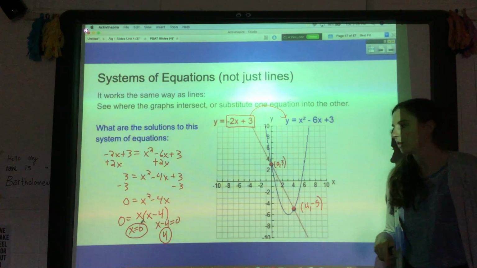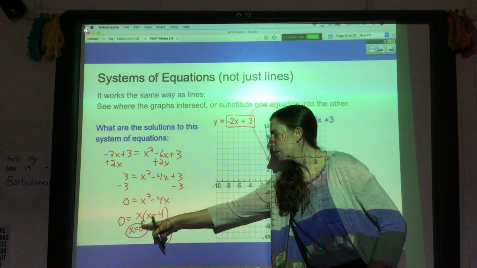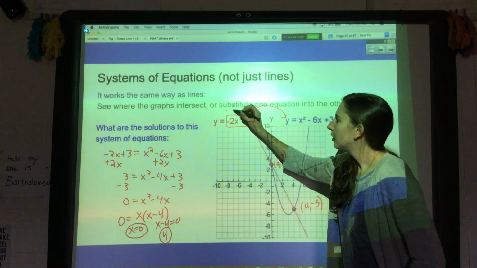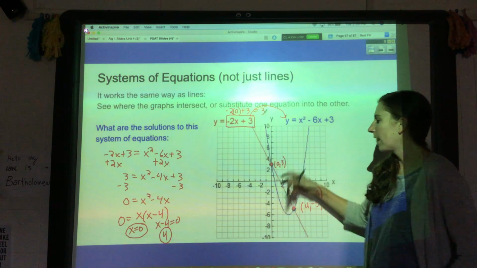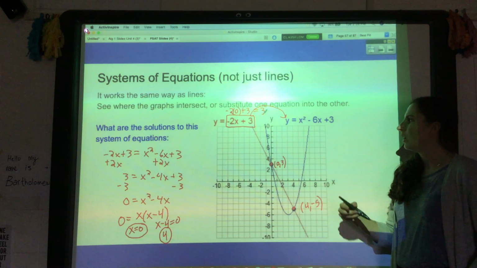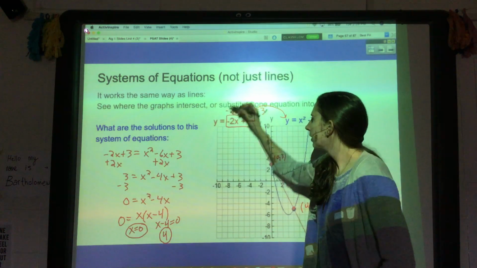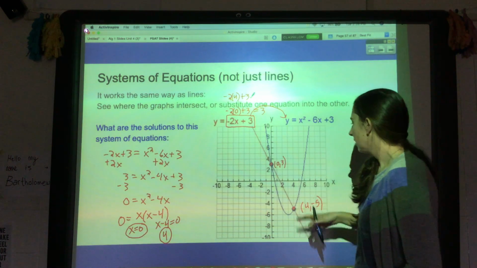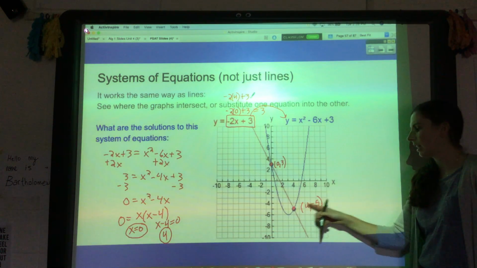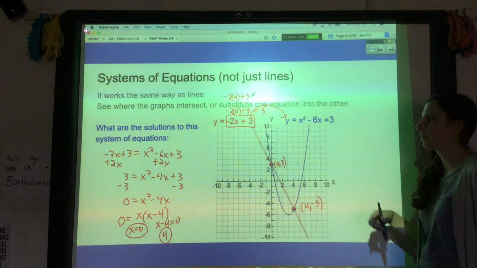To get the y values, you just plug it in. So put 0 in, negative 2 times 0 plus 3 gives you 3, which is why I had the point 0, 3. Or if I put in a 4, negative 2 times 4 plus 3 is negative 5. So that's how I get those 2 points algebraically.